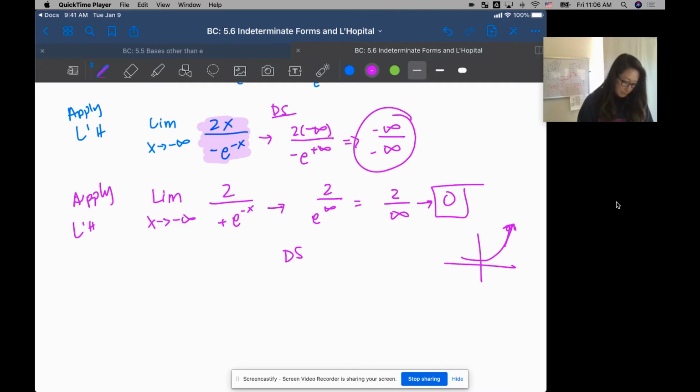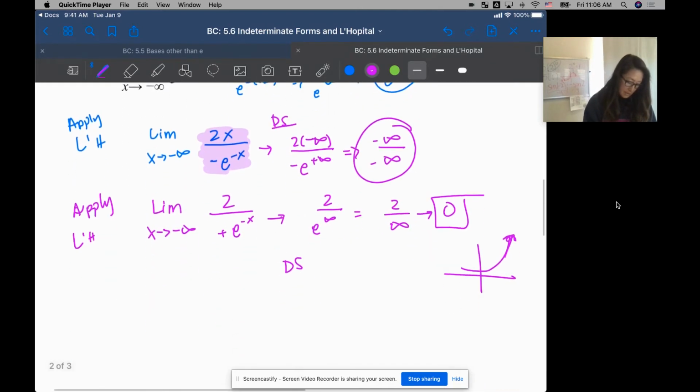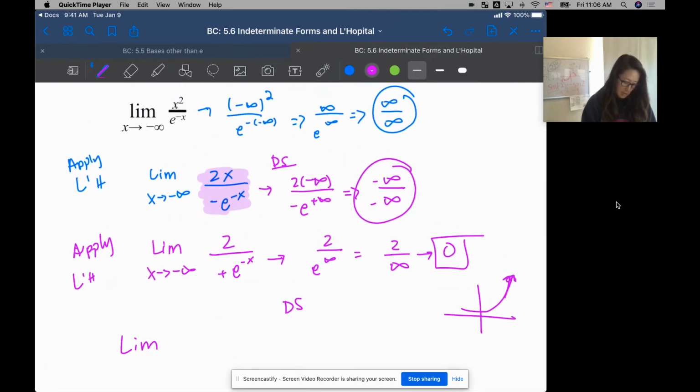All right, so the limit as, I guess I could rewrite it. The limit as x approaches infinity of x squared over e to the negative x is equal to 0.